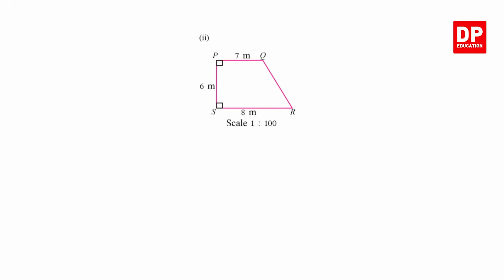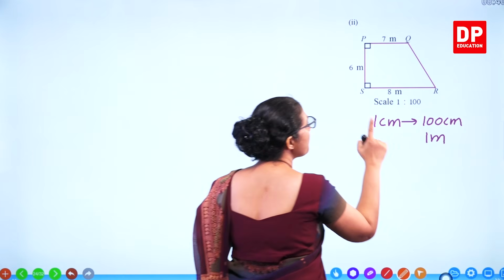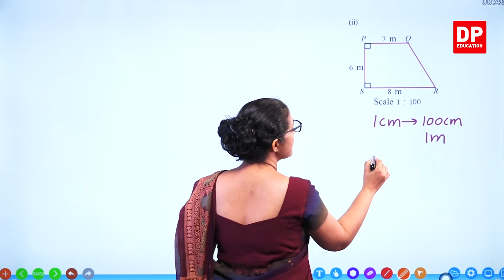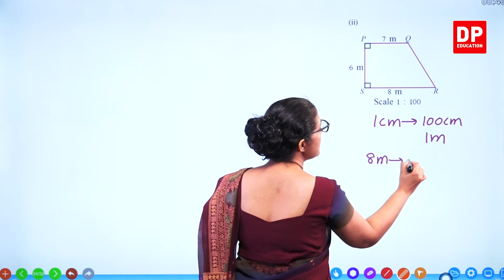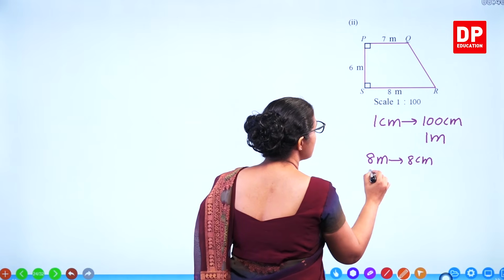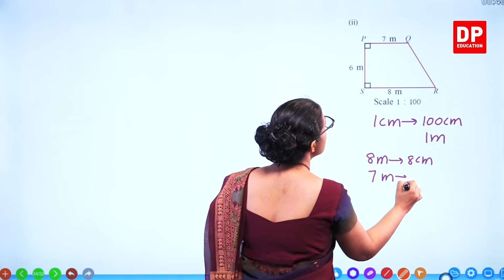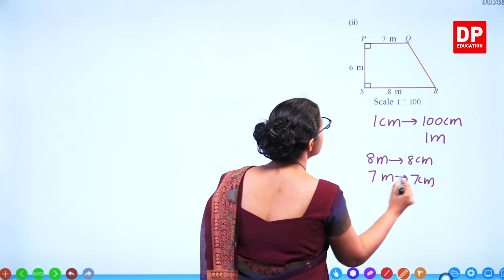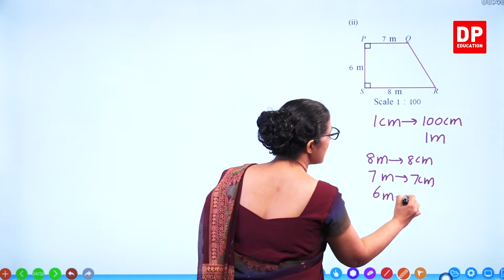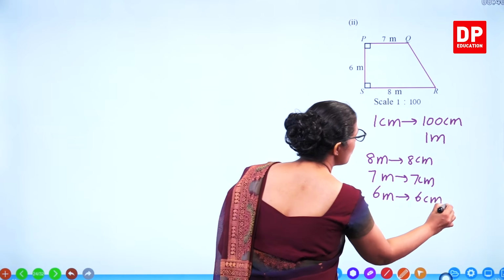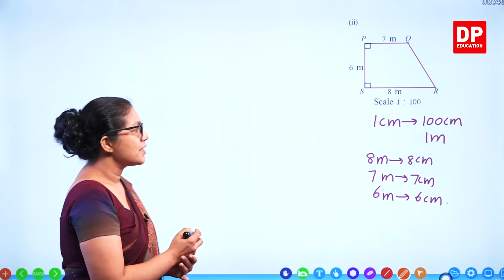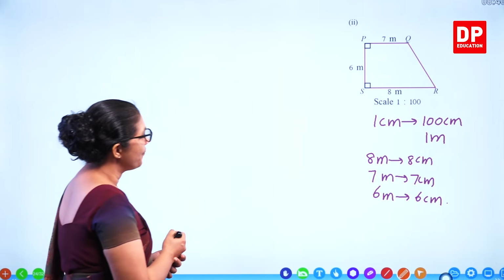This one, 1 to 100. 1 centimeter means 100 centimeters. That means divide by 100, that's 1 meter. Now we need 8 meters. 8 meters means 8 centimeters. 7 meters means 7 centimeters. And 6 meter means 6 centimeters. So those are the scale measurements. Now we can draw the diagram.